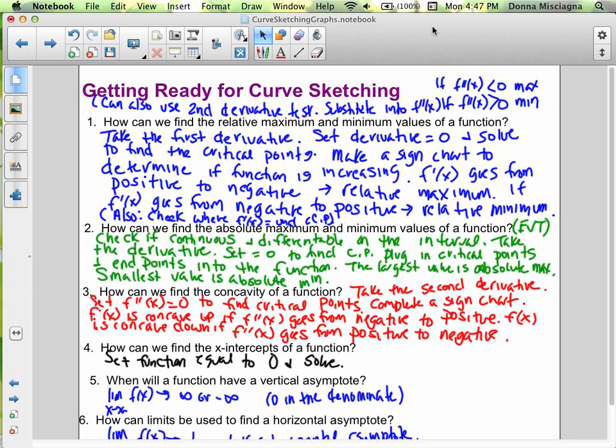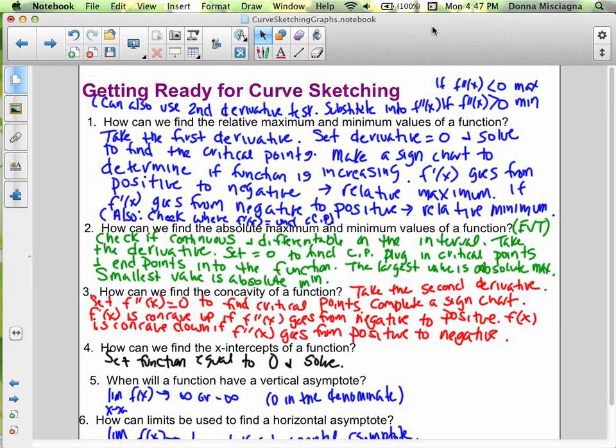Make a sign chart to determine if the function is increasing. If f prime of x goes from positive to negative, you have a relative maximum. If f prime of x goes from negative to positive, it's a relative minimum. Also check where f prime of x is undefined. So your critical points are where the first derivative is 0 or is undefined.